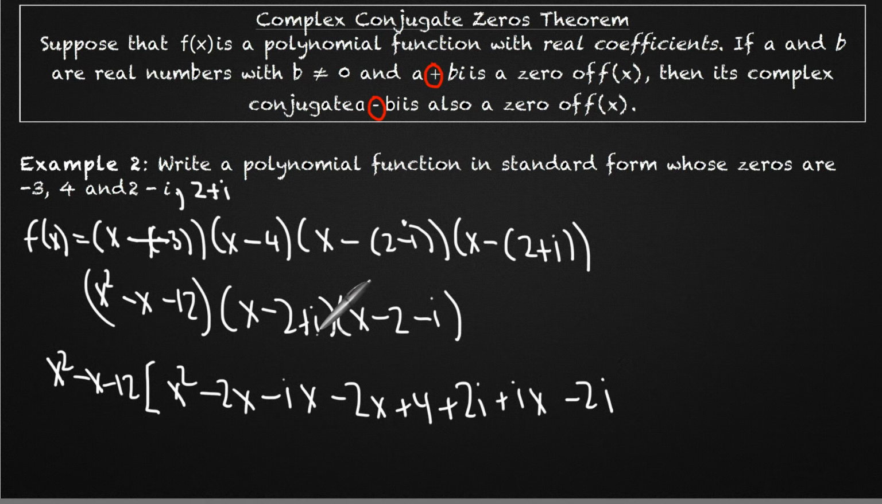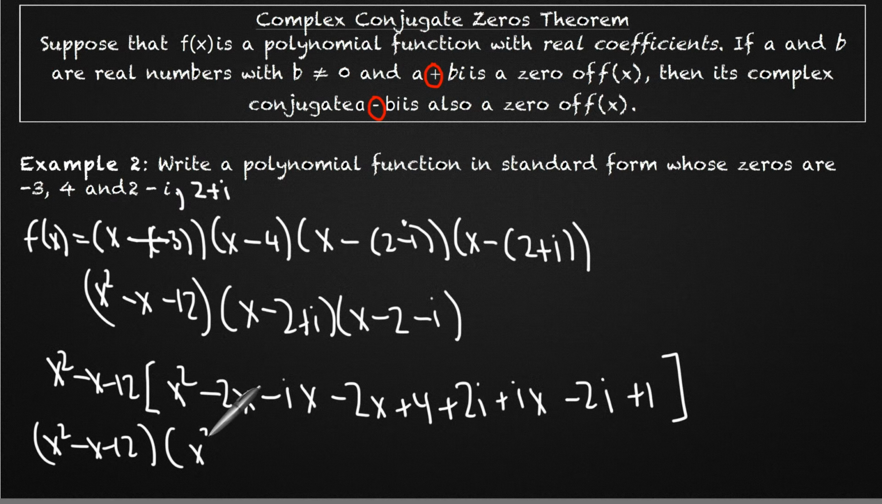And you've got to be careful here. i times negative i is negative i squared. But i squared is negative 1. So that means this is going to be a plus 1. All right, let's see what like terms we have. We have x squared minus x minus 12. And then we have x squared. And negative 2x and negative 2x are going to give us a negative 4x.